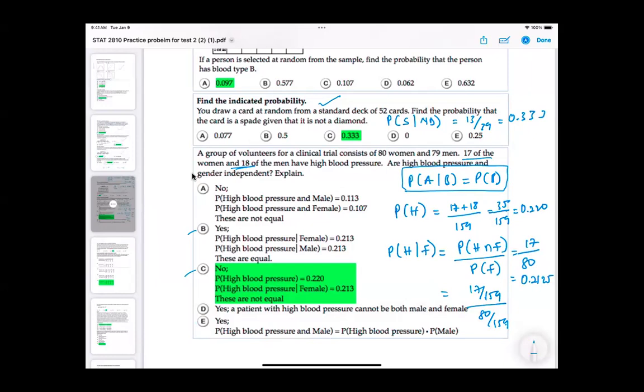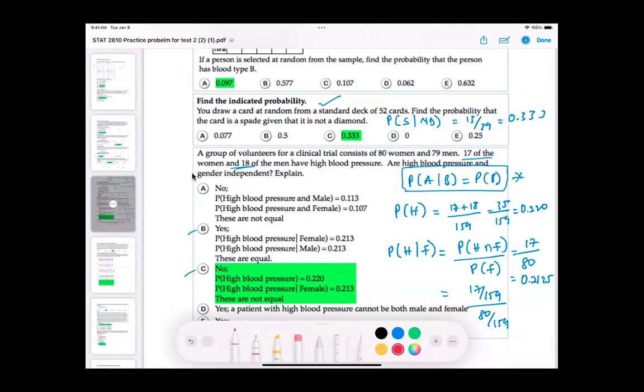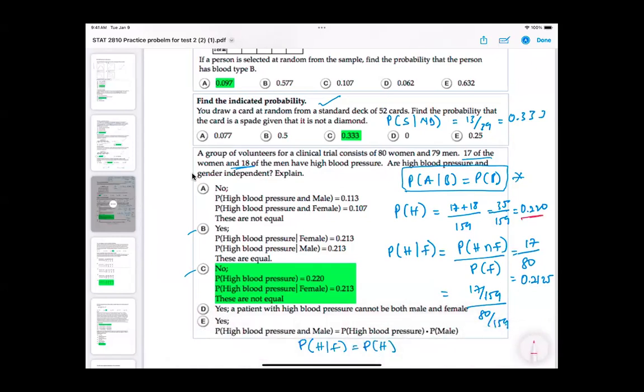So this gives you 0.2125. Based on what you have written on your sheet, the probability of H given F should be equal to the probability of H. When we compare this one and this one, they are not the same. Is that okay? Can you see that? They are not equal. So if they are not equal, they are not independent.